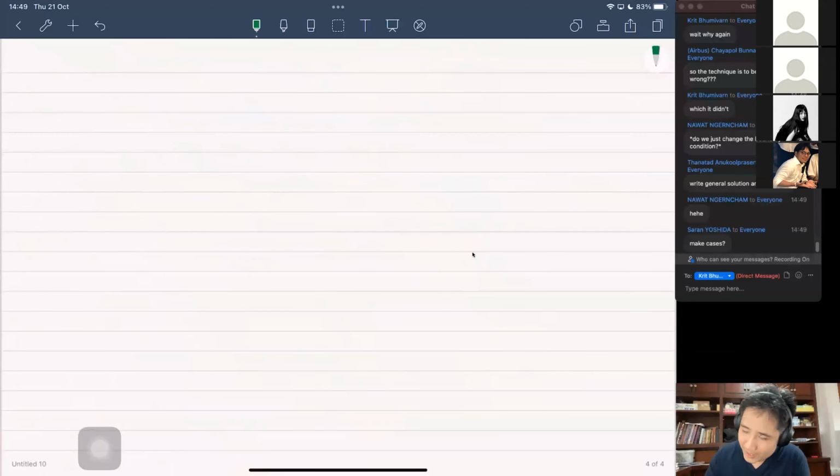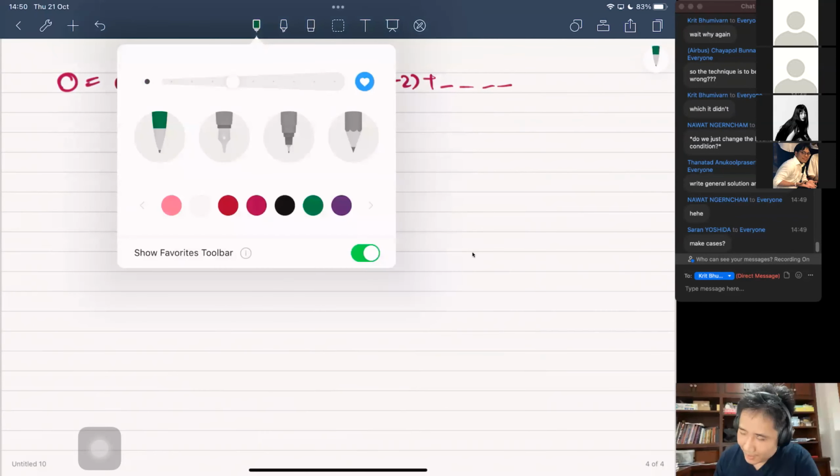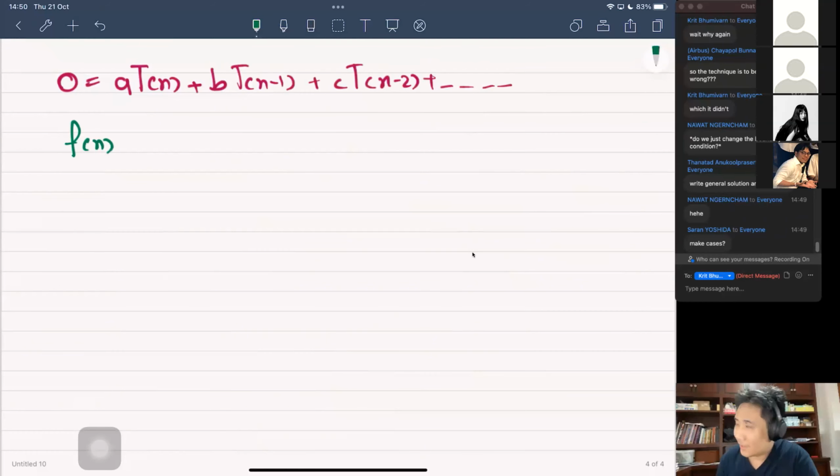Let's say you have a linear homogeneous equation, A Tn plus B T of n minus 1 plus C T of n minus 2 and so on. I'm not going to prove it, but the proof is like 3 lines. Let me claim the following: that f of n solves the recurrence.